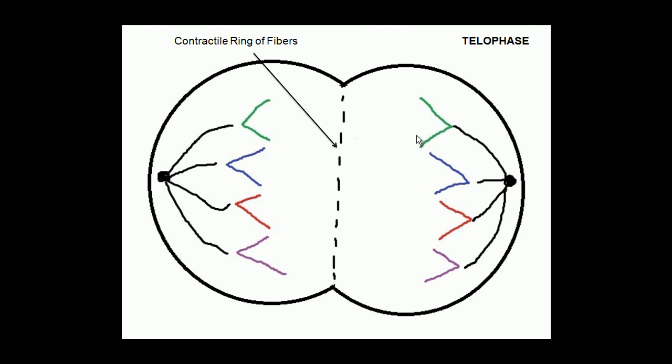I have went ahead and added this little contractile ring of fibers. This little group of fibers work just like a drawstring, and they squeeze the cell into two new cells. Notice on either side of what will become the division between two new cells, we've got a complete set of chromosomes. There's pair 1, there's pair 2, pair 1 and pair 2.